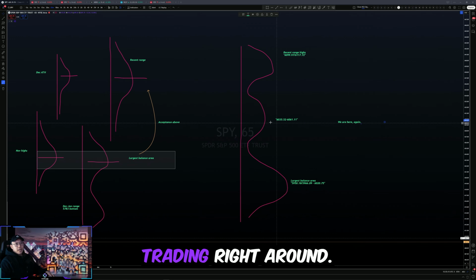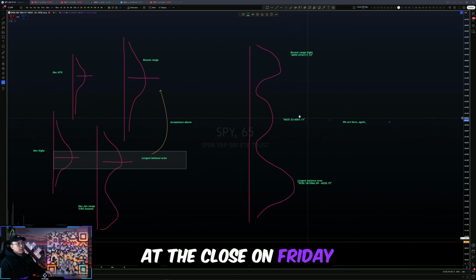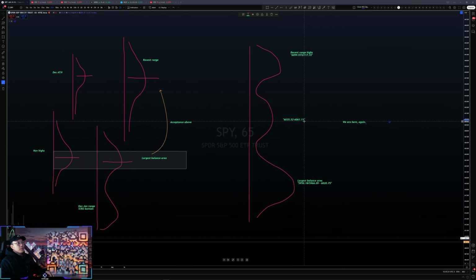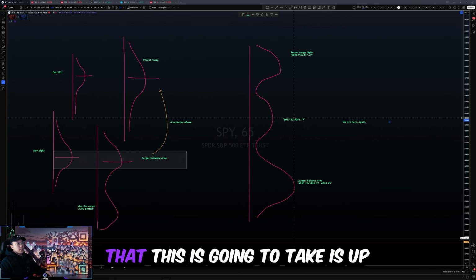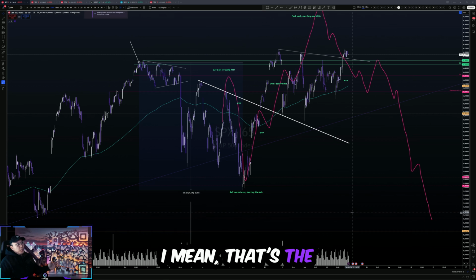So this is where we were trading right around, I believe it was like 60.20 at the close on Friday before I wrote this. So the only other direction that this is going to take is up, because if not, we're going straight down. I mean, that's the only other scenario.